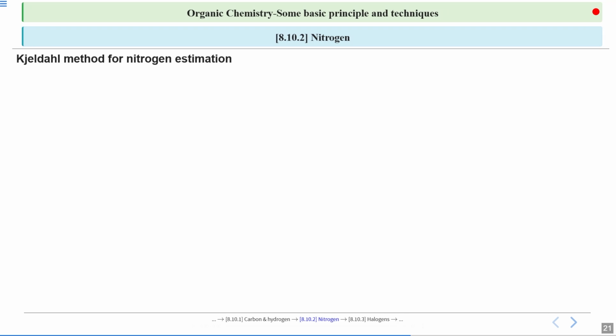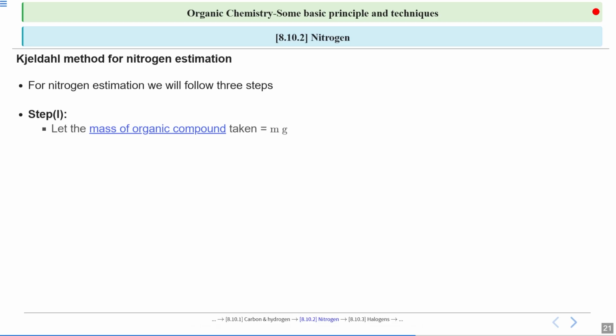Now moving on further, let us start by outlining the three main steps involved in the nitrogen estimation using the Kjeldahl method. Step 1: we begin by taking the known mass of organic compound. Let us call this mass m gram. Then we add a measured volume of sulfuric acid, H2SO4, with a known molarity M. Let's say we use capital V milliliters.